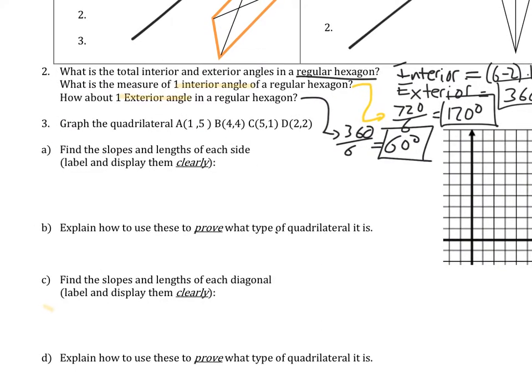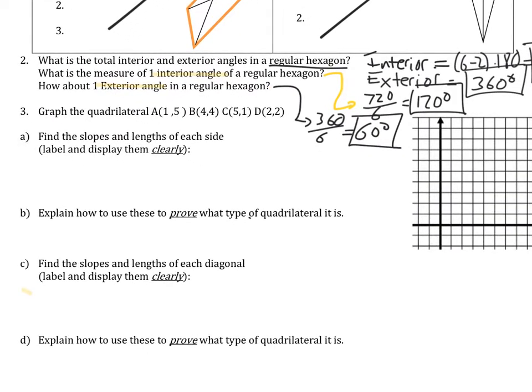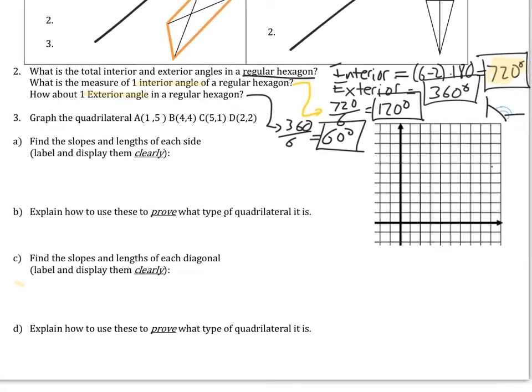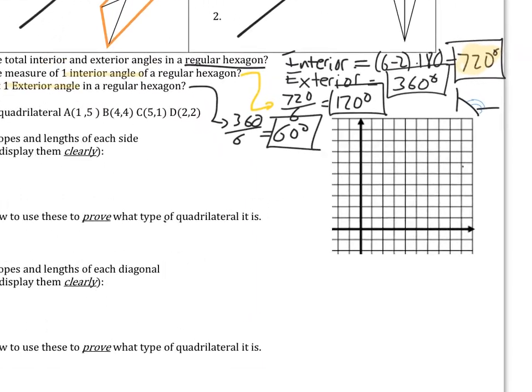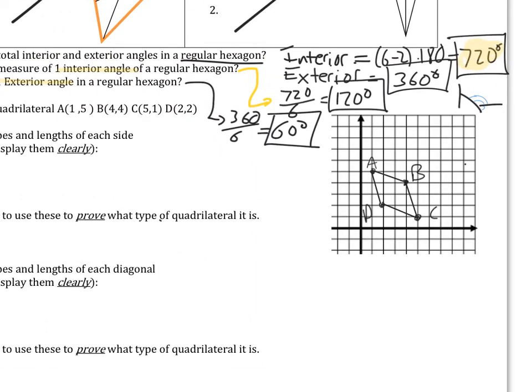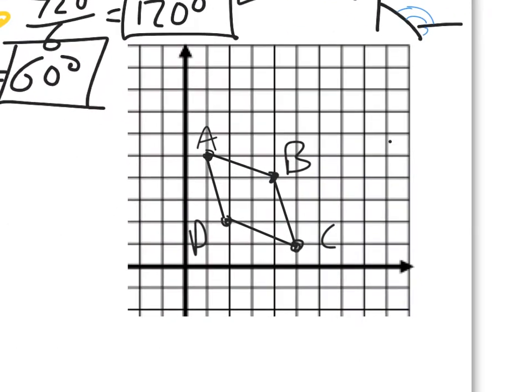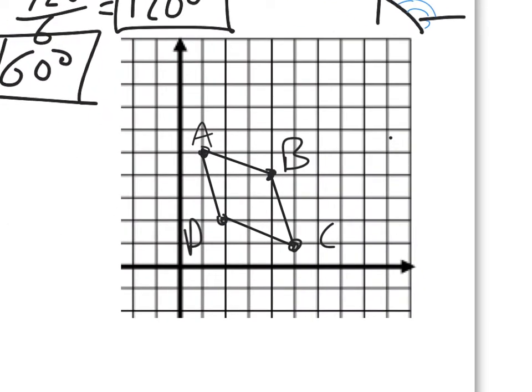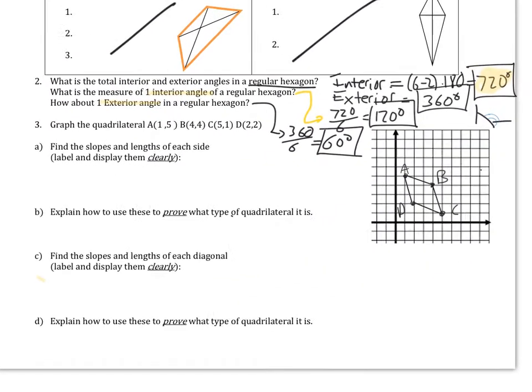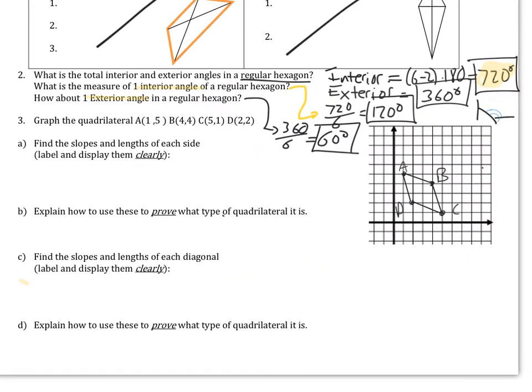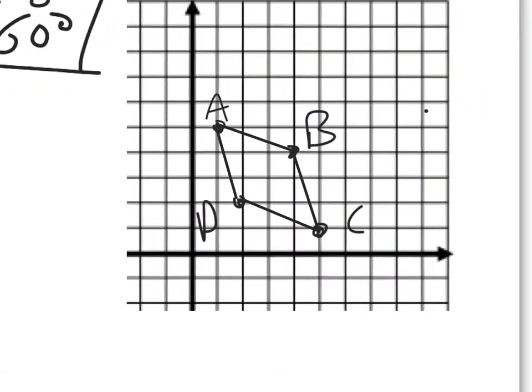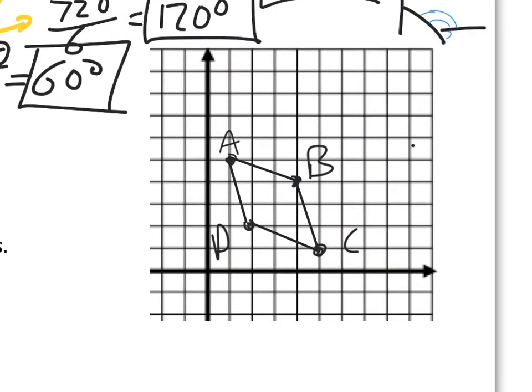Well, let's look at number 3 here. Okay, we're going to graph this quadrilateral. We're going to find all the slopes and all the lengths. So first, let's graph it. So here is our quadrilateral, all right? Looks like a rhombus, but we need to prove it. So the first thing we're going to do here, we're going to find the slopes and lengths of each side, all right? And we're going to display them clearly. You can do that right on here if you want.